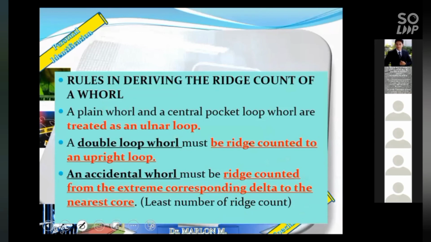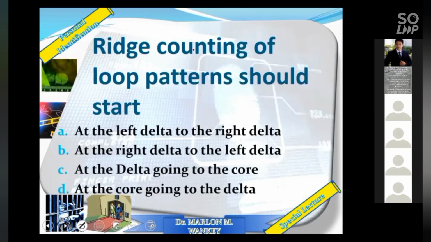So what are the rules in deriving the ridge count of the whorl? Kasi automatic loop yung hanapin natin. Paano kapag walang loop sa little fingers? So we will do ridge count of a whorl. A plain whorl and a central pocket loop whorl are treated as ulnar. But always remember, if that is a right hand, you will start putting an imaginary line from the left delta going to the right delta. If that is a left hand, then you will start from the right delta going to the left delta.